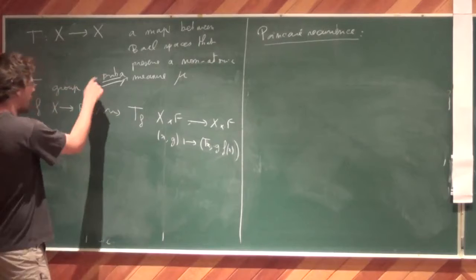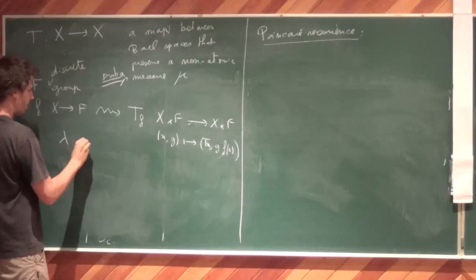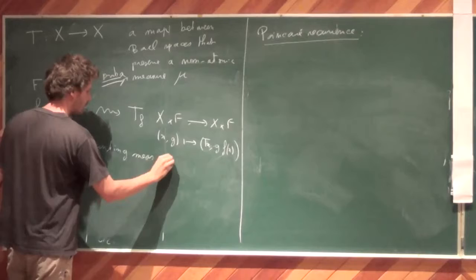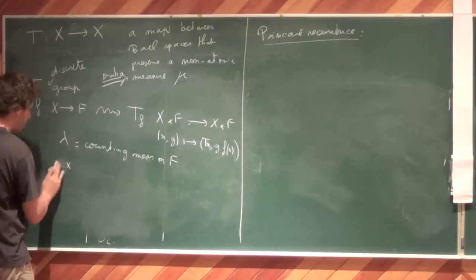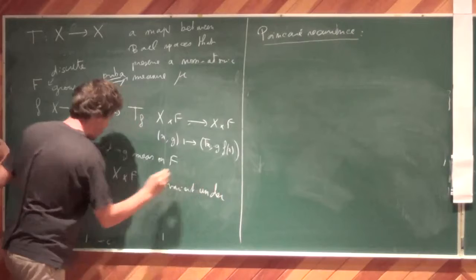What I did not mention is that F will be a discrete group, and on this discrete group I have a counting measure. So everything is about measures. The counting measure on F and mu times lambda, which lives in X times F, is invariant under my skew product T_F.